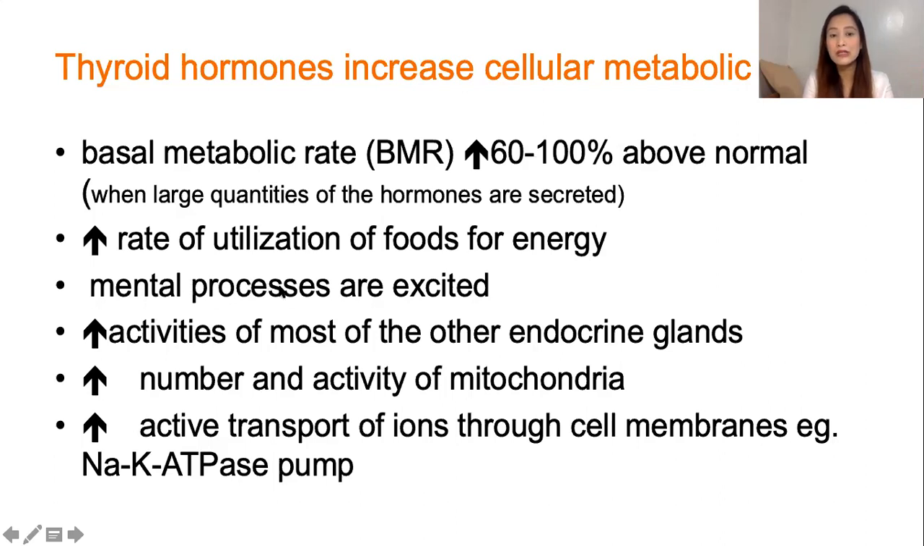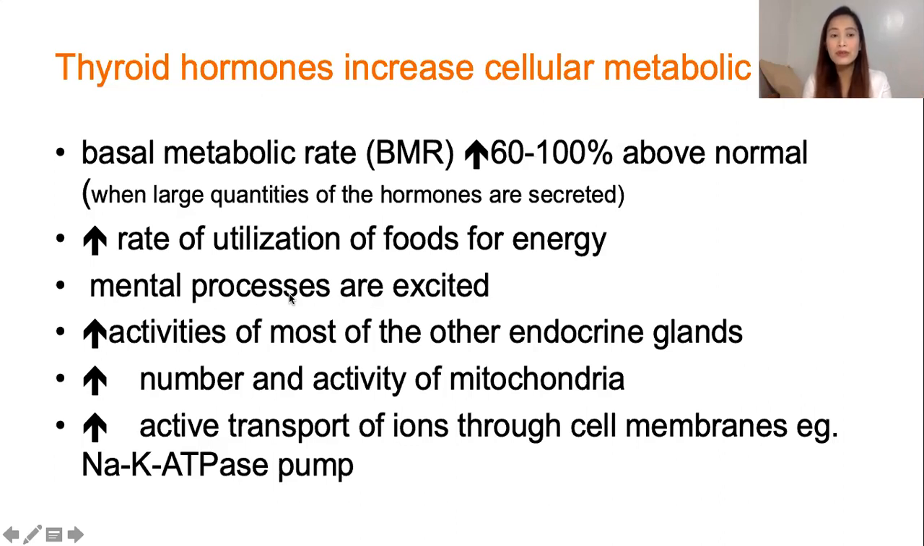It also increases mental processes. That's why patients with hyperthyroidism usually have difficulty sleeping at night, because it's like their brain is always running and running, and they're usually anxious. Their thoughts are never ending. On the other end, patients with hypothyroidism are usually very lethargic. You ask them in the clinic, how are you, sir? And it will take them a few minutes before they answer, because their mental processes are slowed. And this is because of the lack of the thyroid hormones.